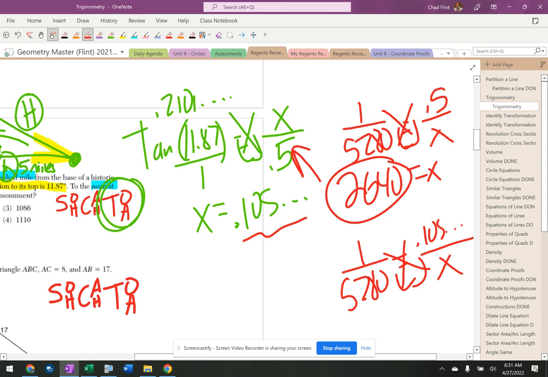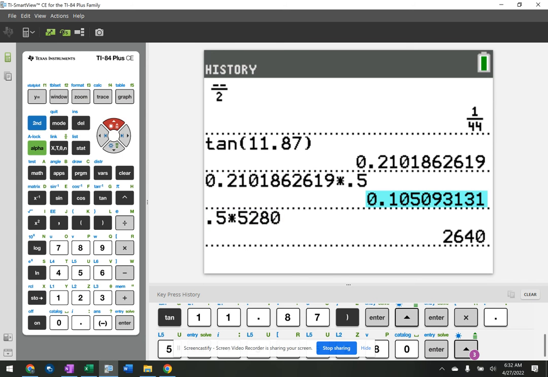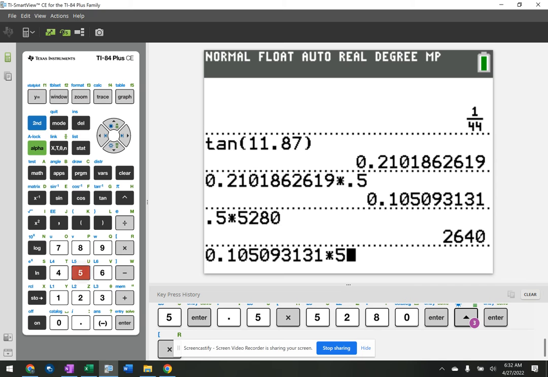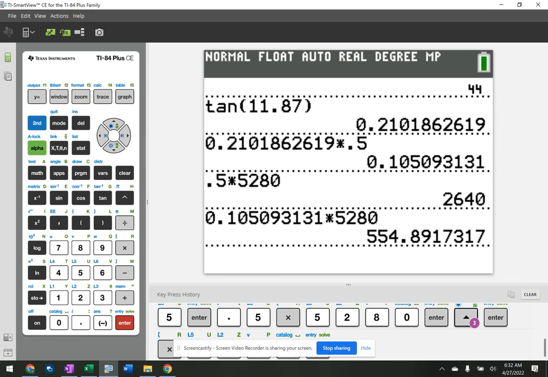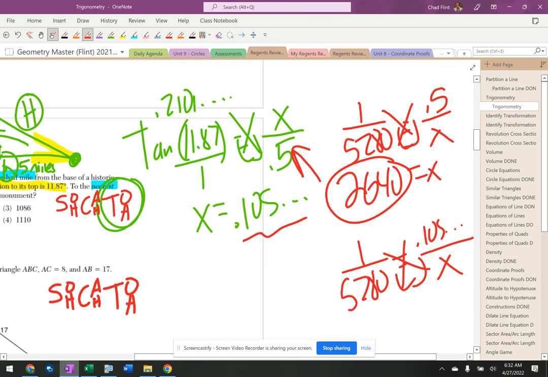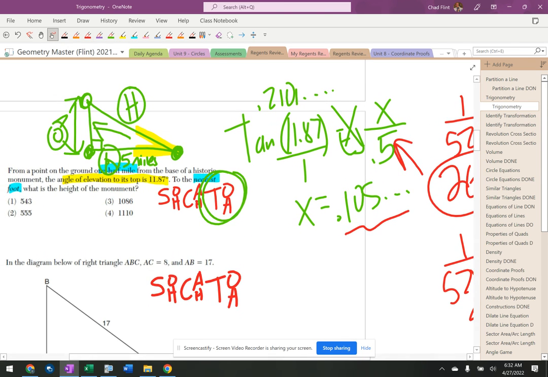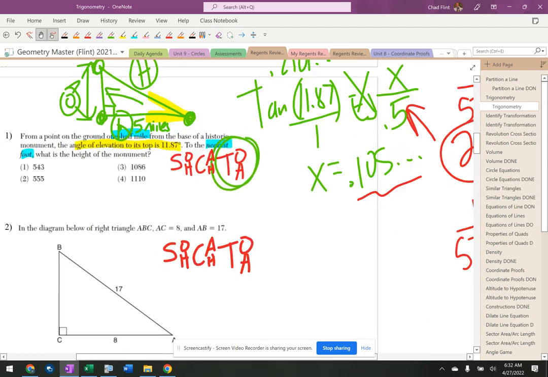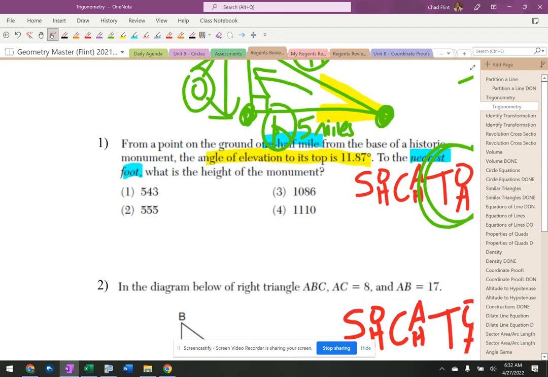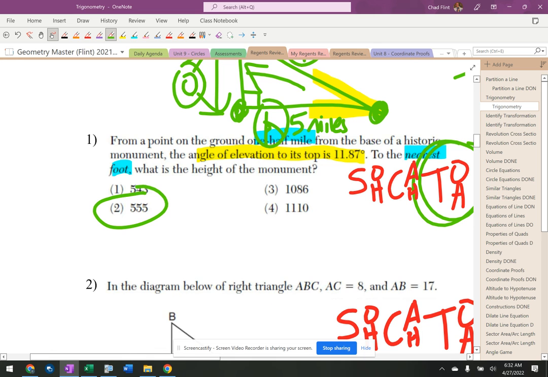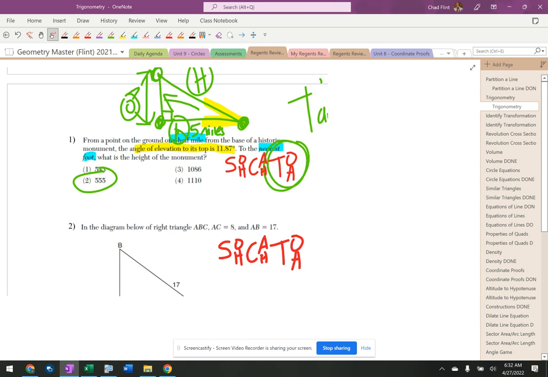And so what I end up doing is I go back here, I grab that decimal times 5,280, and I get 554.89, blah, blah, blah. It says nearest foot, 555 right there. All right, 555 rounded to the nearest foot.